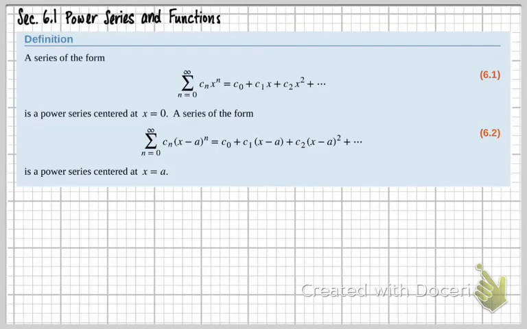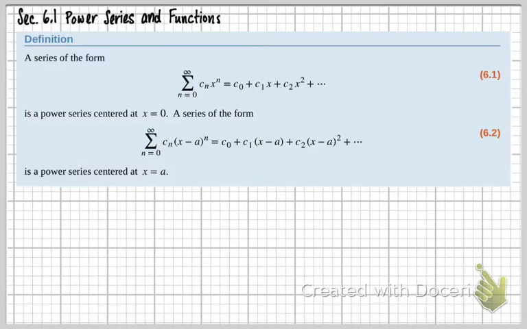Section 6.1, Power Series and Functions. So a series of the form, this here, is a power series centered at x equals 0. And this other type here, where you have the series Cn x minus a to the n equals this sum here, is a power series centered at x equals a.